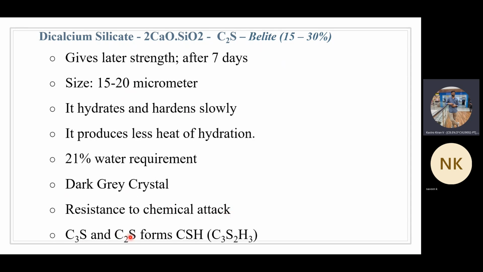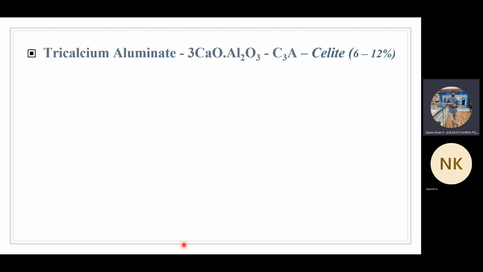And C3S and C2S form a compound which is called CSH. When C3S and C2S react with each other, it forms a third compound called CSH. CSH is nothing but calcium silicate hydrate. That is what CSH means. So that's something related to the C2S.